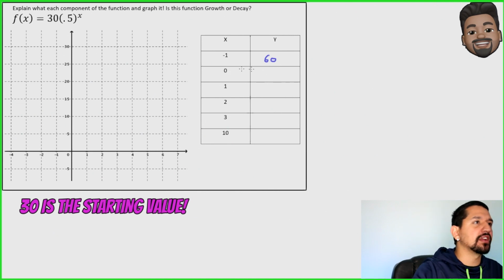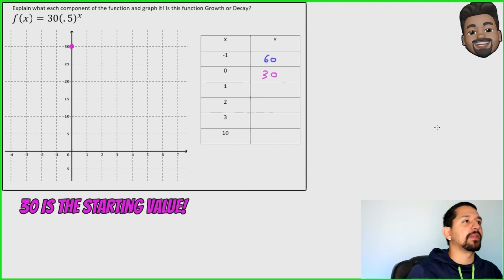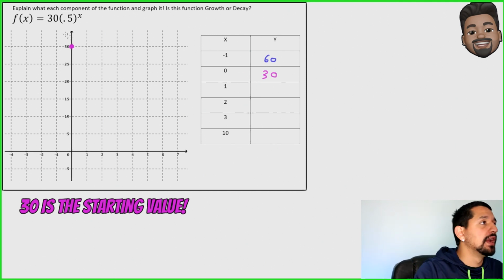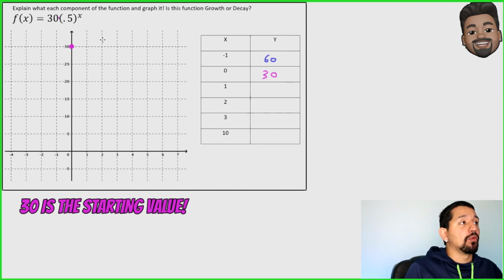So then we know right here to just start it off, we can put 30 right here immediately. And I'm going to go to the graph, hit 0, and mark it 30 right there. This is my starting value. Now, what's happening? In between these two, we are multiplying. What are we multiplying by? We're multiplying by 0.5. This 0.5 is our constant multiplier.